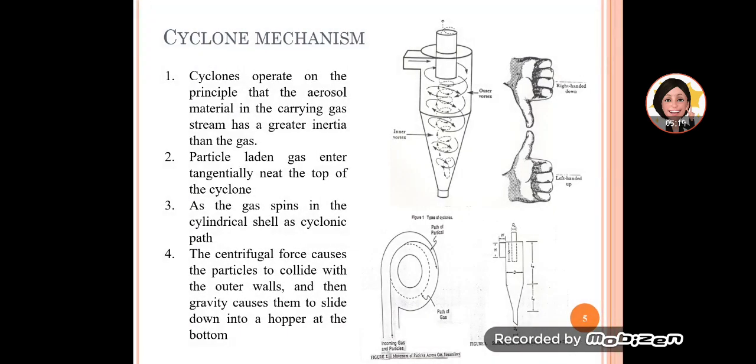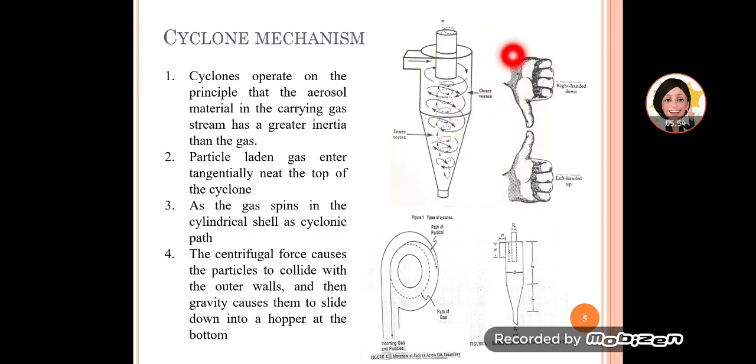So let's look into the cyclone mechanism. A cyclone operates on the principle that the aerosol material, the fine particles or dust materials in the carrying gas stream, has greater inertia than the gas. So the particles have greater inertia. This is how the particles will enter. This is the dirty gas inlet. It is expected to spiral downwards in this motion.